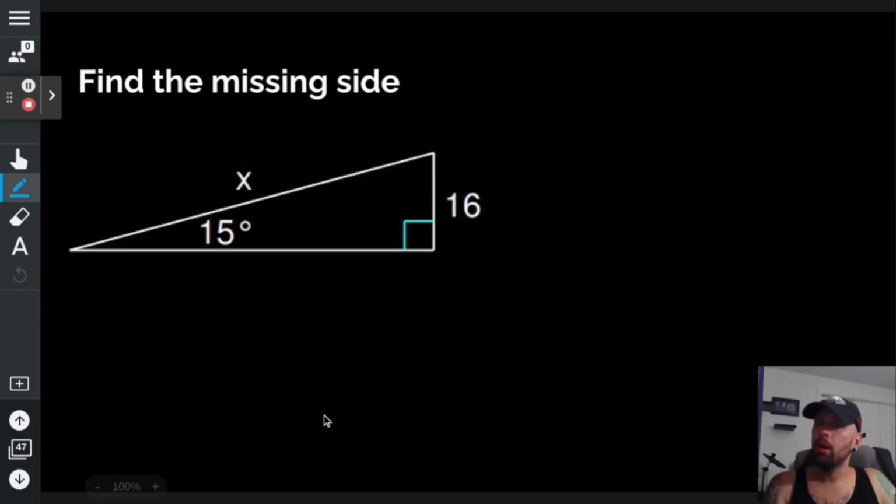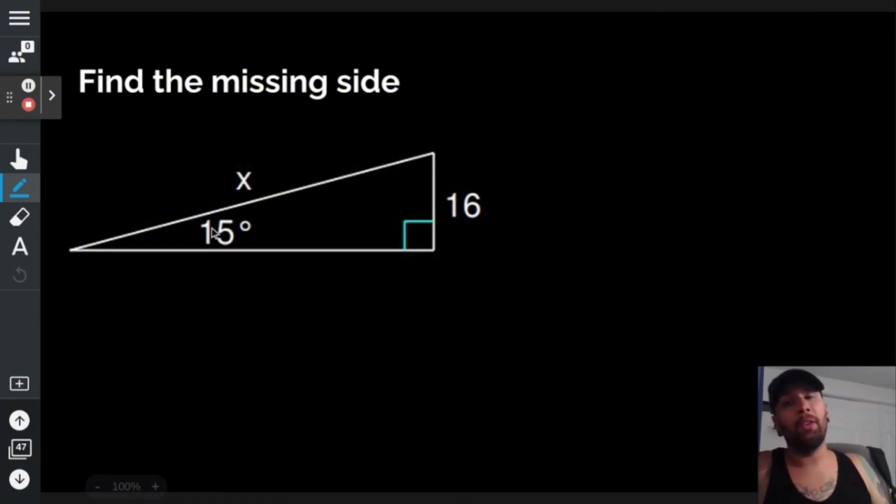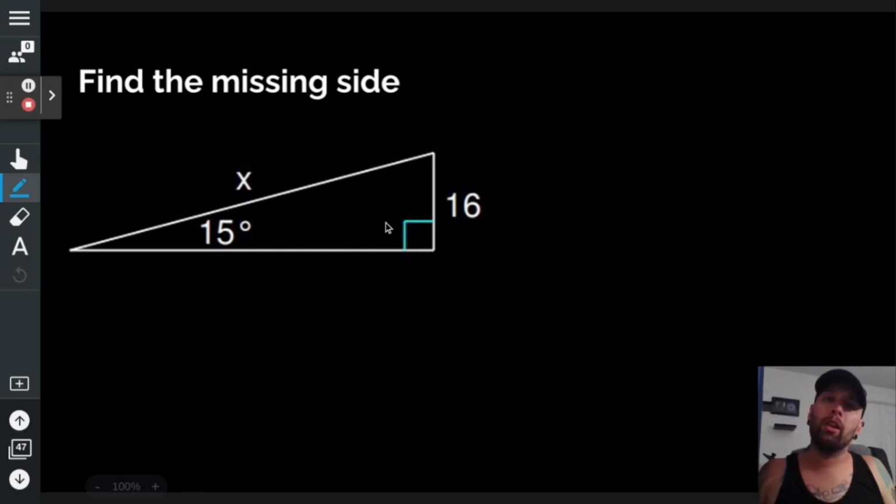Now it's a little different. Now I have to find the missing side. I'm given an angle. I'm given one side. It's not a special case right triangle. I can't use the Pythagorean theorem. So I look at this and I have to use trigonometry.